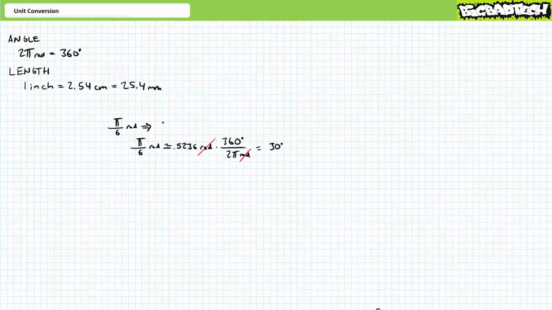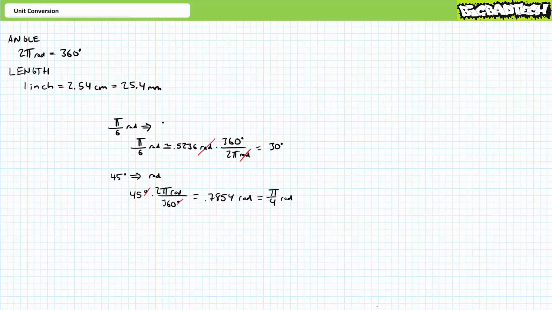We've first been asked to convert pi over 6 radians to units of degrees. Pi over 6 radians are roughly equivalent to 0.5236 radians. The unit we want, degrees, is on top. Units we don't want, radians, is on the bottom. 0.5236 radians times 360 degrees divided by 2 pi radians, units of radians cancel out, we're left with 30 degrees.